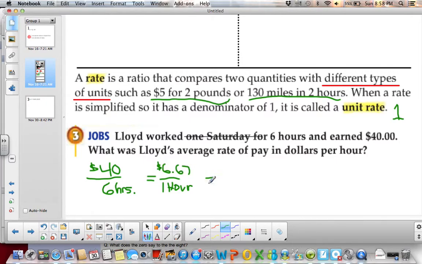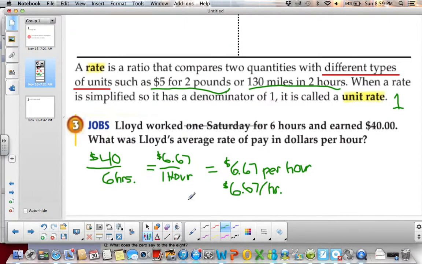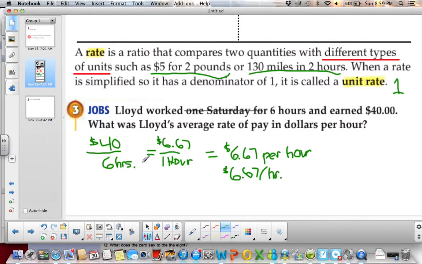Okay, so we can leave it like that, or we can write it, which is a little bit more appropriate and makes a little bit more sense. We can write $6.67 per hour. Super important to label, so make sure you get in the habit of labeling my money and my rate. So my unit rate then is hour, and it's telling me that he makes $6.67 per hour. Okay? So remember, whatever we can do to get our denominator to 1.